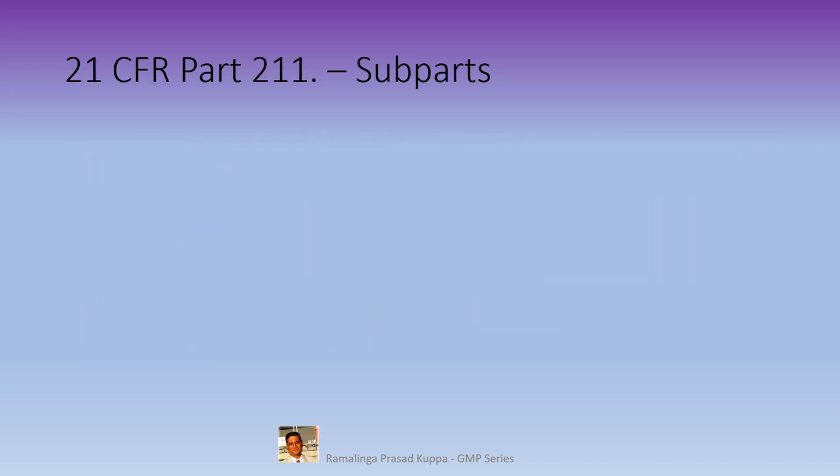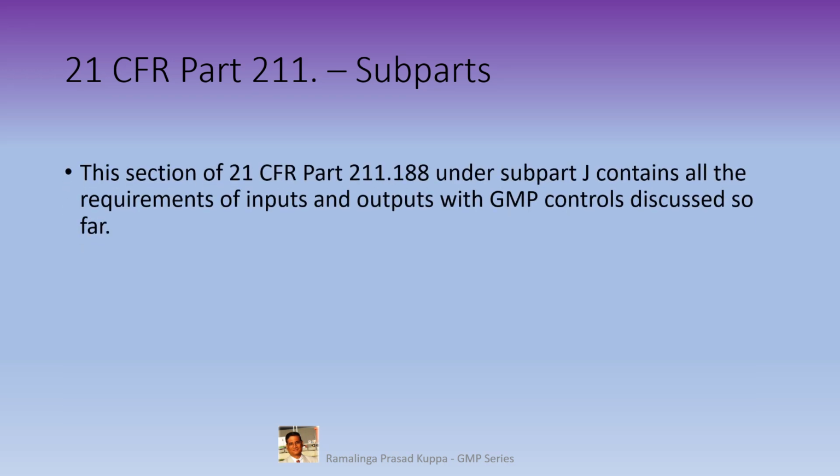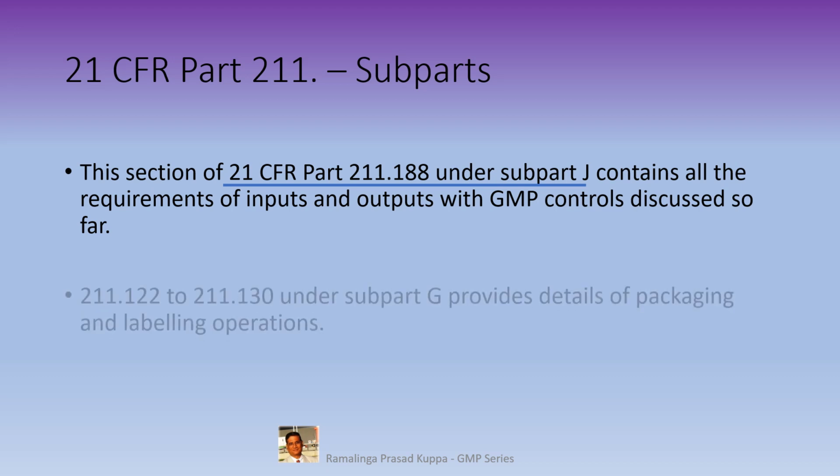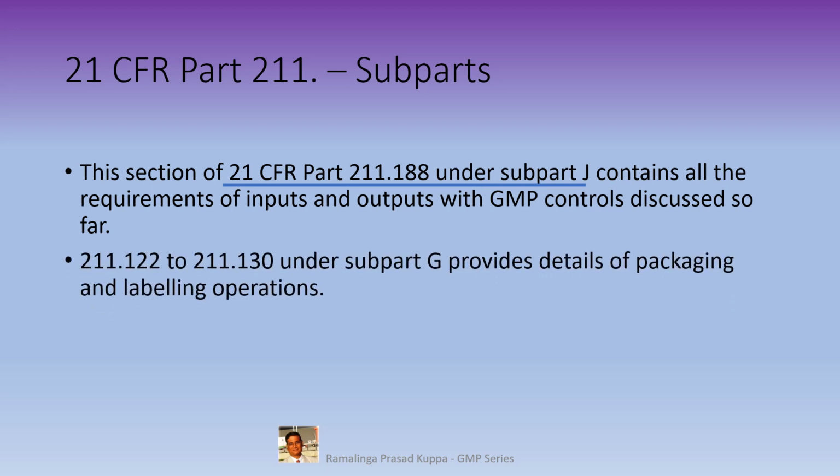Some references in 21 CFR Part 211 Subparts. This section of 21 CFR Part 211.188 under Subpart J contains all the requirements of input and outputs with GMP controls discussed so far. 211.122 to 211.130 under Subpart G provides details of packaging and labeling operations.